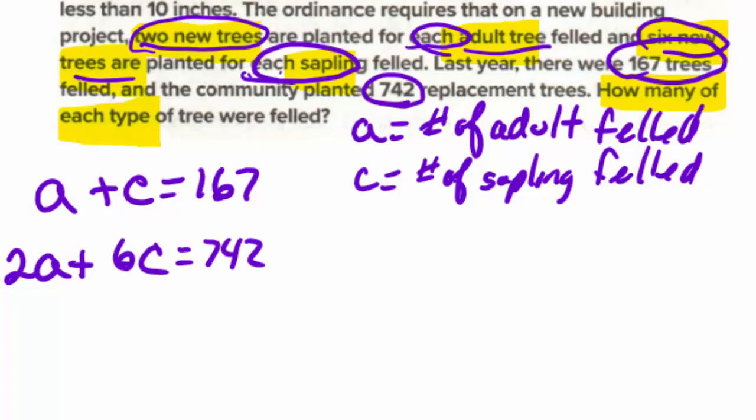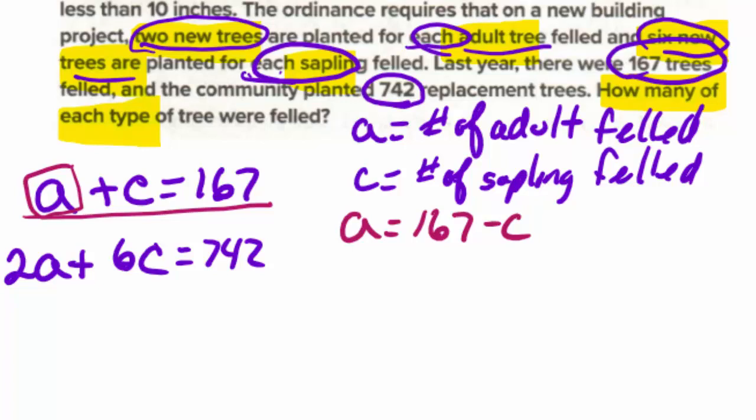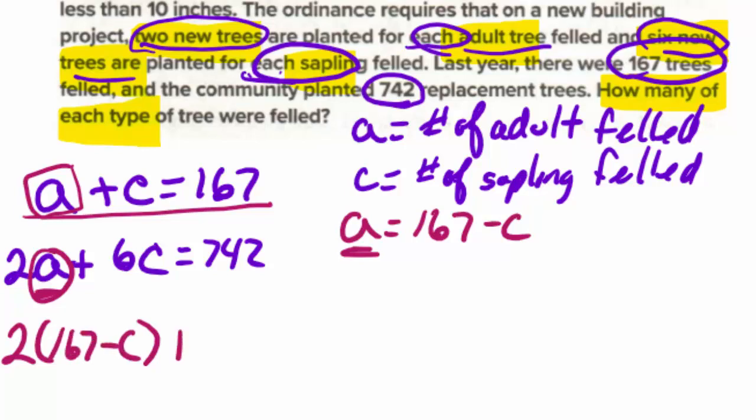And we are going to solve them by substitution. So I'm going to solve this first one for A. I'm going to isolate A. So when I isolate A, I get A is equal to 167 minus C. Since this A and this A are the same, all I got to do is substitute 167 minus C in place of A. So 2 times, and in place of this A, I'm going to put 167 minus C, plus 6C equals 742, and then continue solving for the C, which was child or saplings. I can use that information to go back and solve for the number of adult trees.